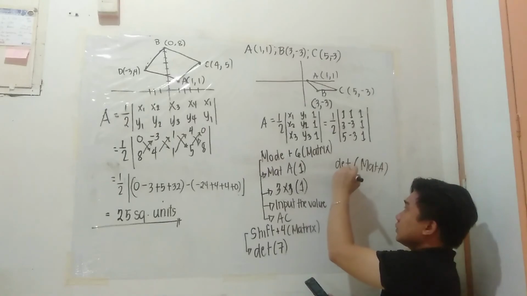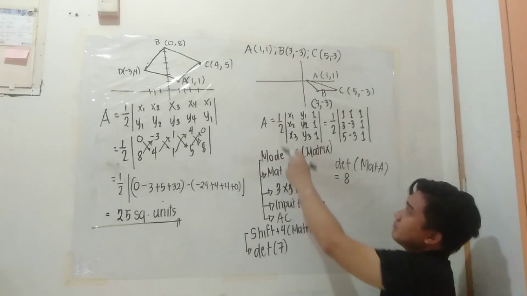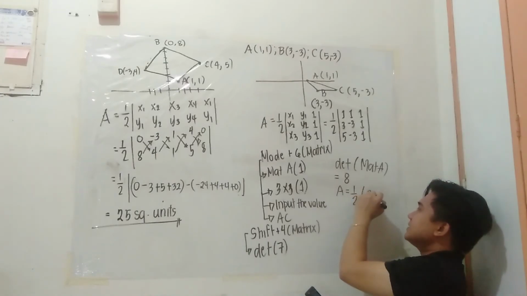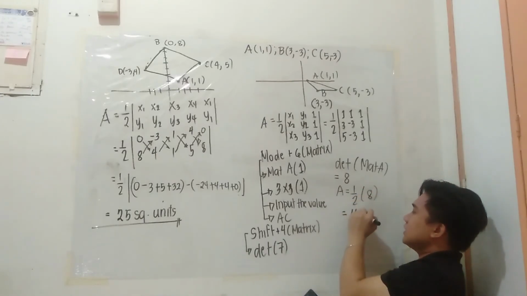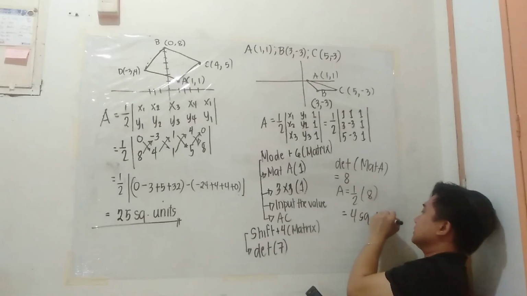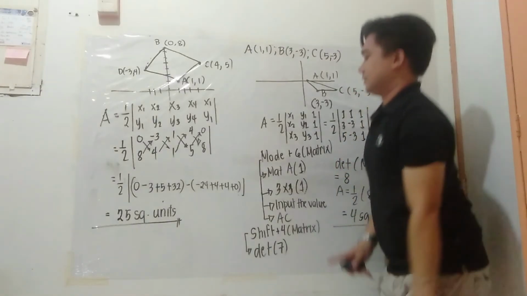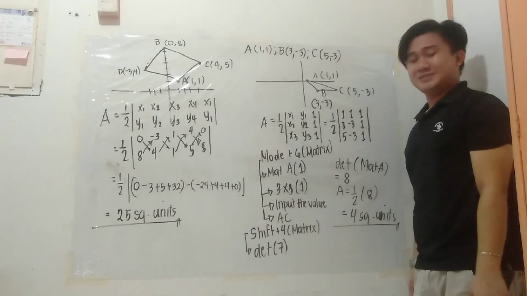that is equal to 8. Kaya lang, may 1/2 pa tayo, di ba? So, that is 8. 1/2 times 8. So, 4 square units. Okay? So, ganun lang po. So, please copy.